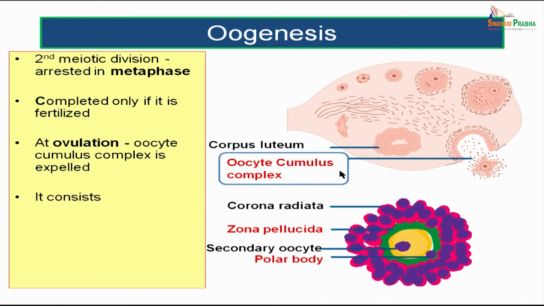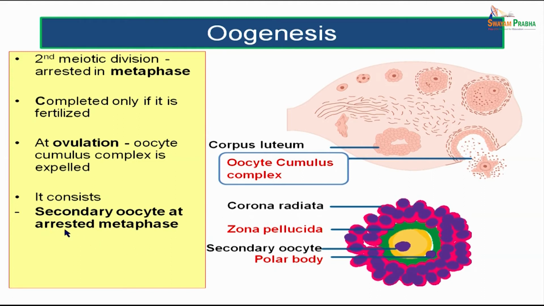So, what are the components of the oocyte cumulus complex? It is called an oocyte cumulus complex because as the Graafian follicle ruptures, the entire Graafian follicle does not come out of the ovary. Some parts of the Graafian follicle stay back and only some part is released. The part which is released is known as the oocyte cumulus complex.